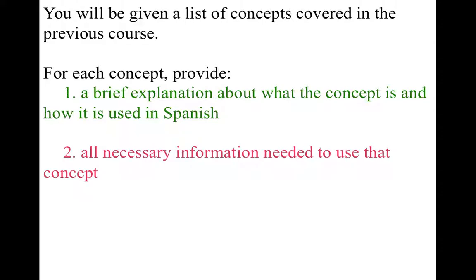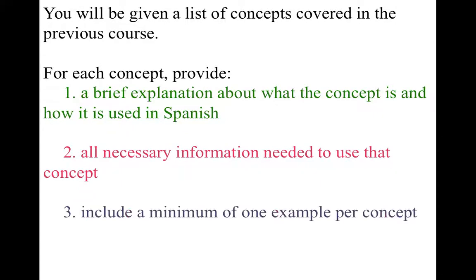Number 2, número 2, all necessary information needed to use that concept. And I'll explain that more in a moment. Número 3, include a minimum of 1 example per concept. Maybe put a little star beside that one. For some reason, it's the easiest one to forget. And sometimes, depending on the concept, those are some easy marks to get in for your content. So don't forget, for each concept, these 3 things.